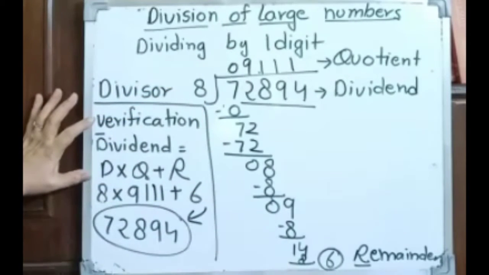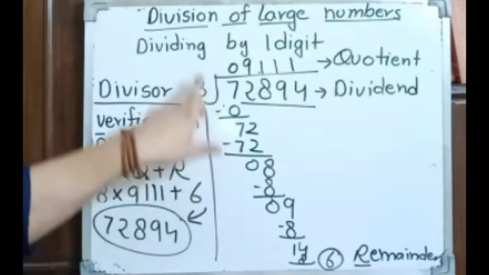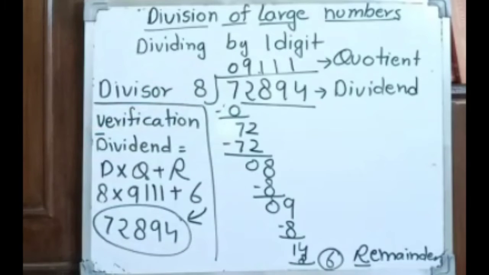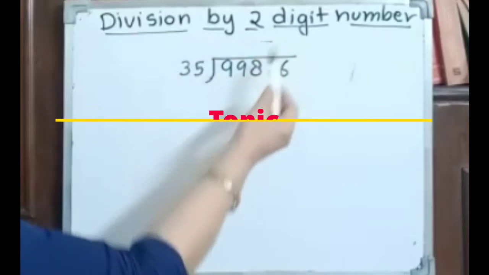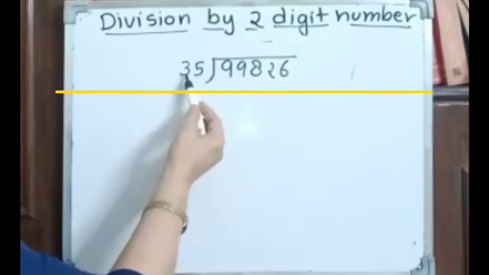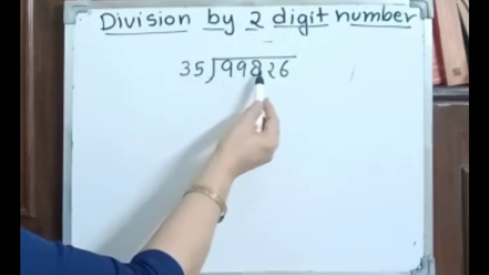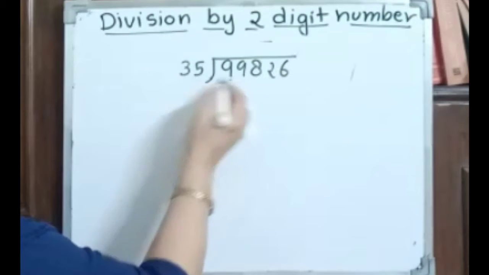If you do it in your rough side notebook, then it will be easy for you, because you will come to know that your division sum is right or wrong. Here we have division by a 2-digit number. So 35 is the divisor, and the dividend is 99,826.